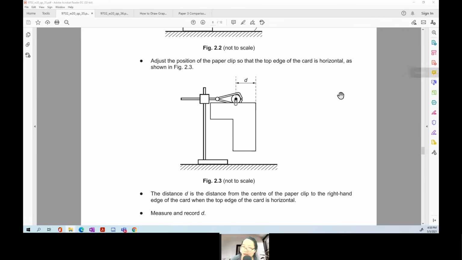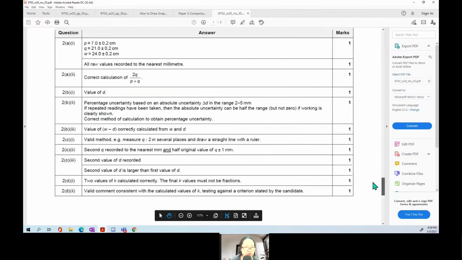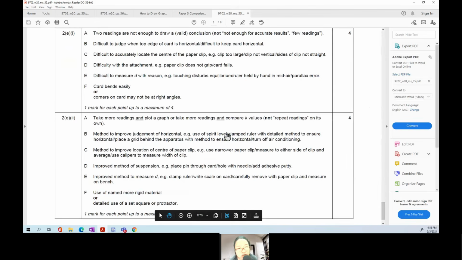Okay, what else can I complain about? I can say that the card is not stable. This card is probably going to move if, let's say, I push on it a bit, or maybe some wind. Oh, I can talk about the wind. Okay, so whenever you measure something, I'm just going to jump right into the mark scheme to save us some time because I gotta go soon.